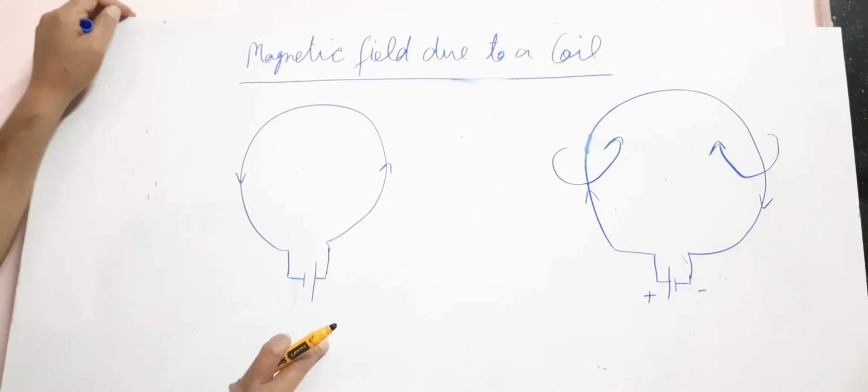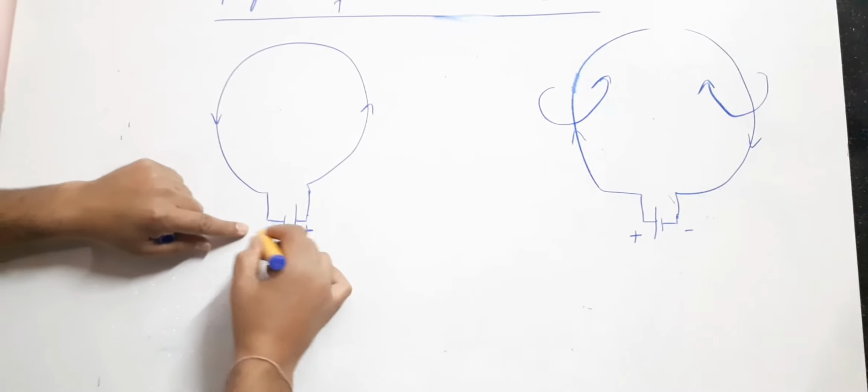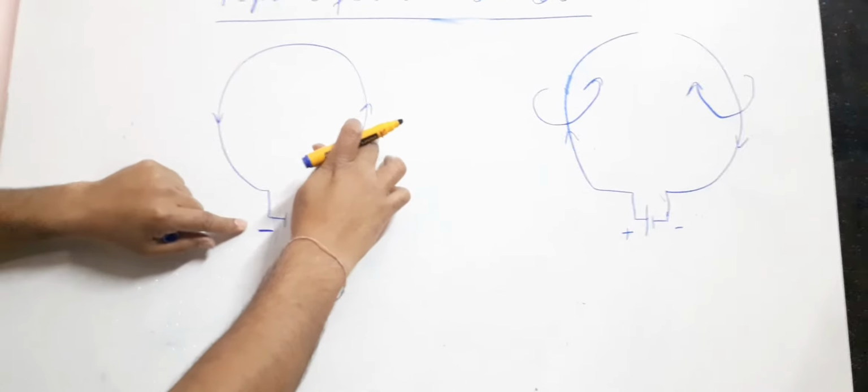What happens when you reverse the direction of current? We have changed the polarity. Here it is positive, here it is negative. So the direction of current is reversed.